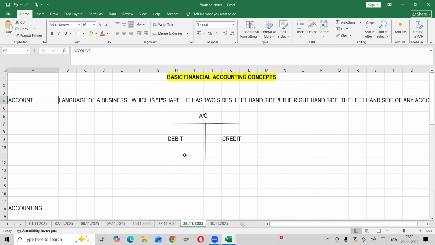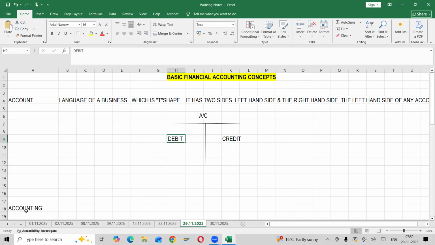So all the rules you mentioned, debit what comes in, credit what goes out, amount coming in, amount going out, or debit the receiver, credit the giver, all of those come under the rules. As I said, every language has its own words and grammar. In the same way, the business language has its own rules and principles. The different accounts we will discuss in our next session.